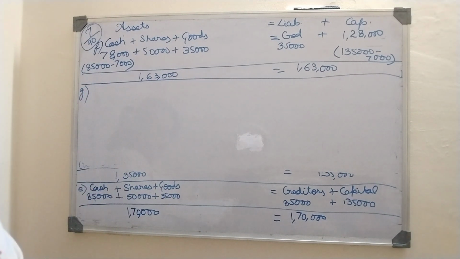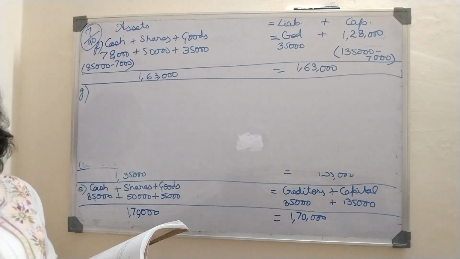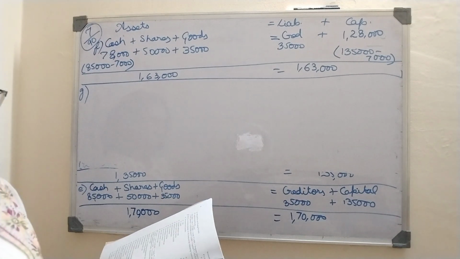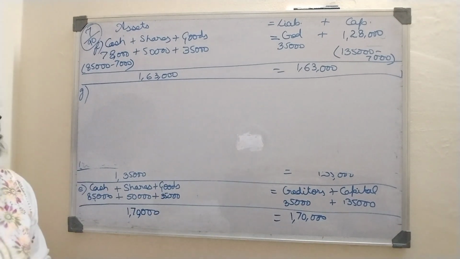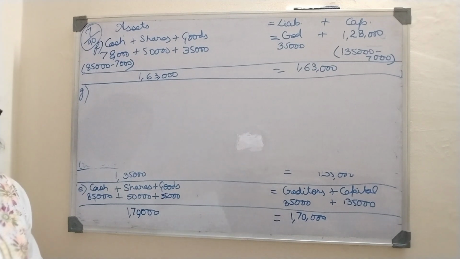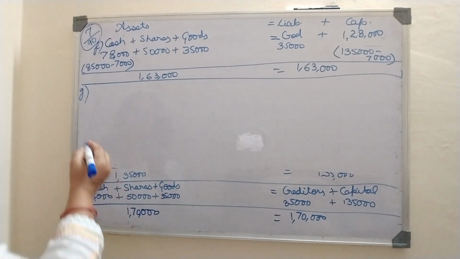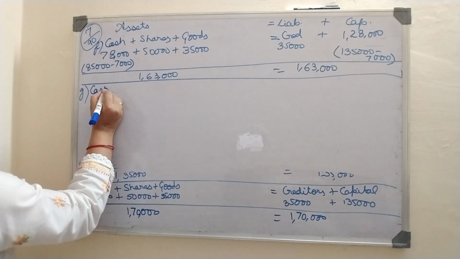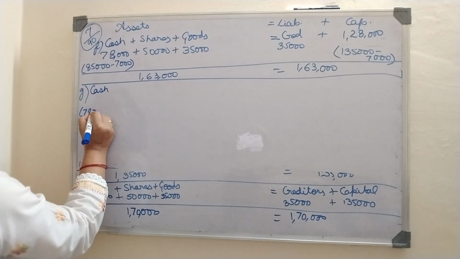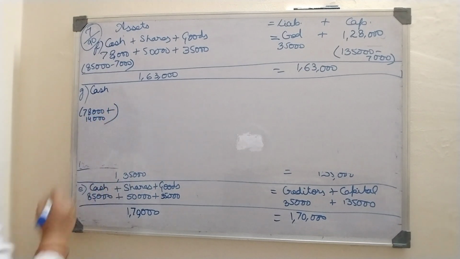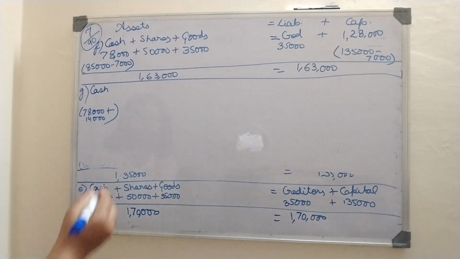Sold goods for cash costing 10,000, for 14,000. This we have done in many of the questions, and I know till now you have learned how to handle this transaction. So we have sold goods for cash which were of cost 10,000. So we have received how much? 14,000. So what we will do? Cash: 78,000 plus 14,000 comes to 92,000.